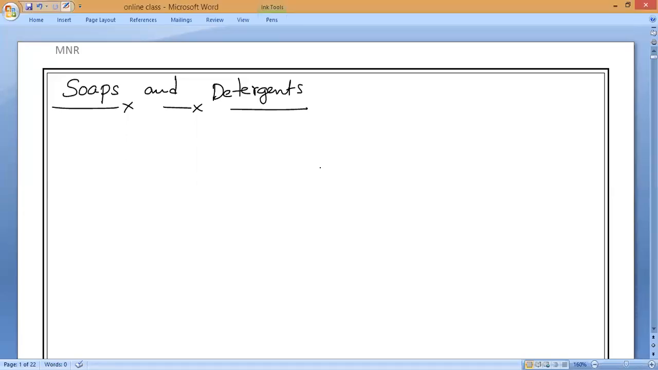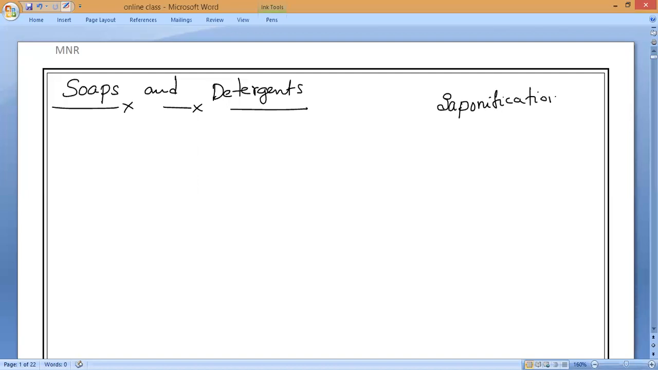Good morning, everyone. If you take the last concept of this chapter, carbon compounds, it is soaps and detergents. This concept is totally related to one equation we studied in the previous classes, in the properties of ethanoic acid or acetic acid. We have one equation called saponification. Do you remember all of it?